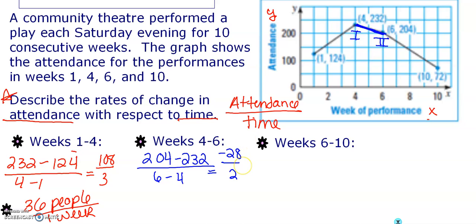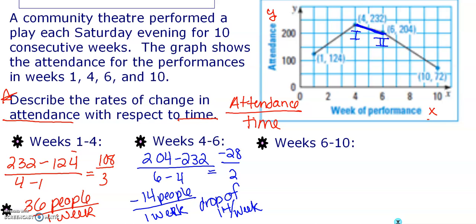And again, we don't want to know the drop in attendance per 2 weeks. We want to know the drop per 1 week. So we're going to go ahead and divide. And we'll get a drop of negative 14 people over 1 week. And you might just want to say, this is a drop of 14 people per week.